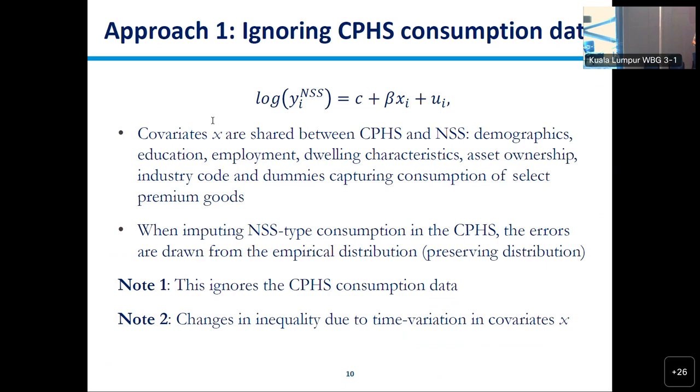Then we train this model on the most recent NSS data that was still publicly available. We take that model to the private consumption survey, and by construction, we're now computing NSS-compatible consumption data for this private survey. First of all, this completely ignores the very rich consumption variable, right? But it also operates on the assumption that the regression model is stable all the time. So we estimate the model in 2011, then we take it to 2016, 17, 18, 19, and we operate on an assumption that the regression model is stable all the time.